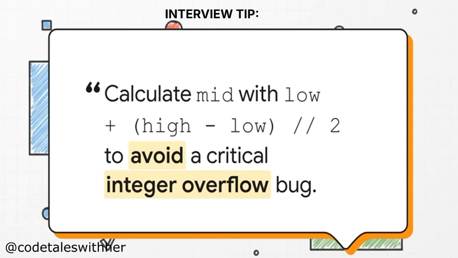Instead of adding first, we subtract first. The formula is mid equals low plus (high minus low) / 2. High minus low is never big, so the computer stays safe.